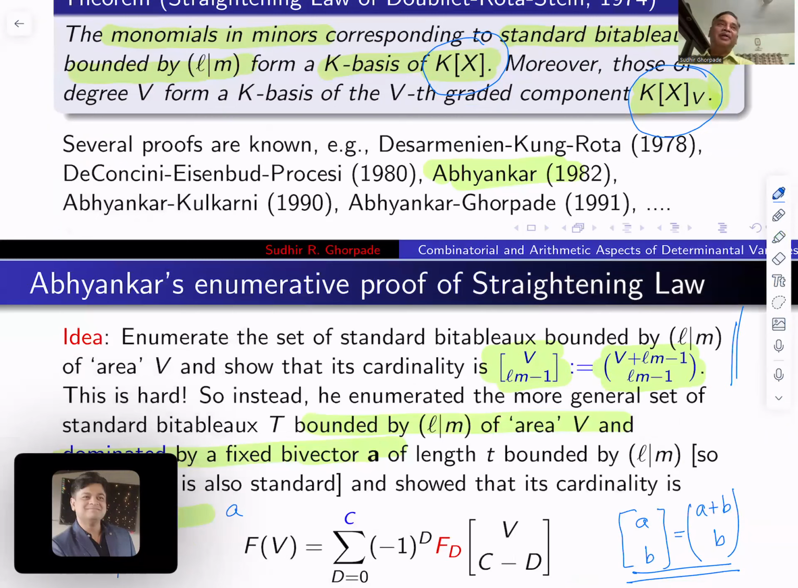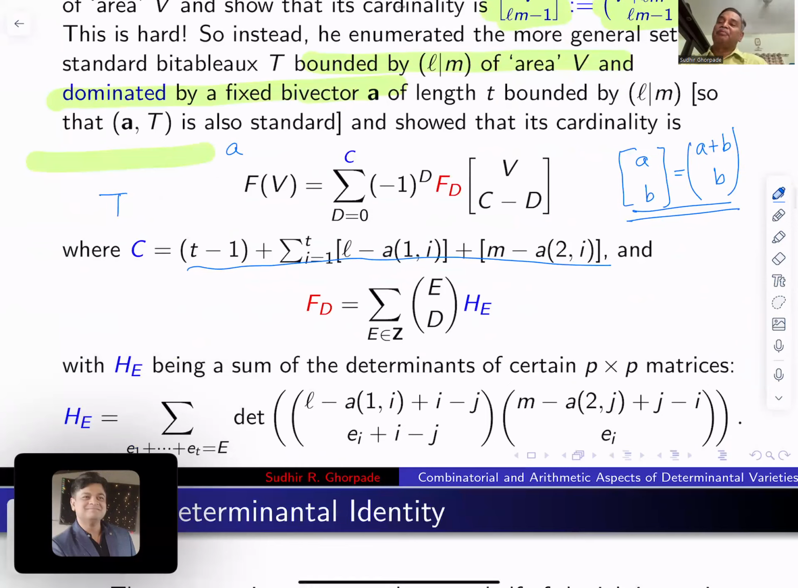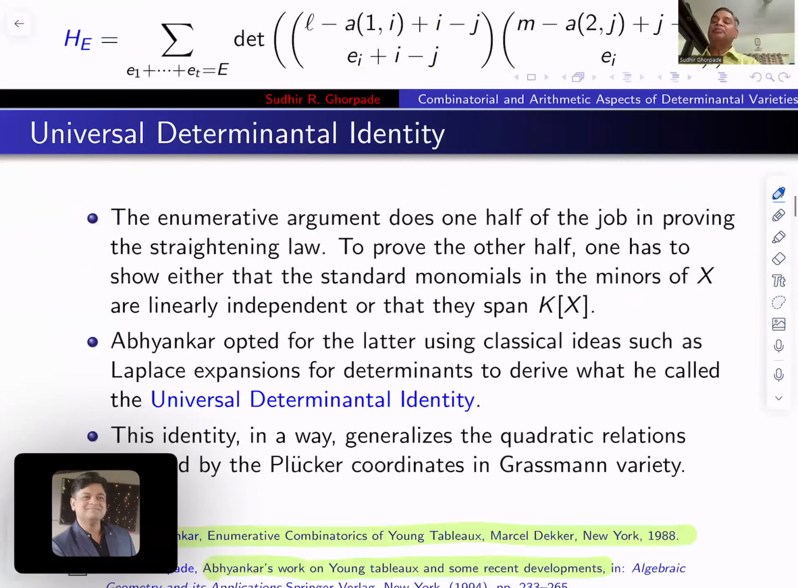To do that, he got into this enumerative problem of counting a more general set of bitableaux bounded by L comma M of a fixed area V and dominated by a bivector. And he ended up showing that it is given by this formula, which you can call horrible or beautiful, depending on your viewpoint.